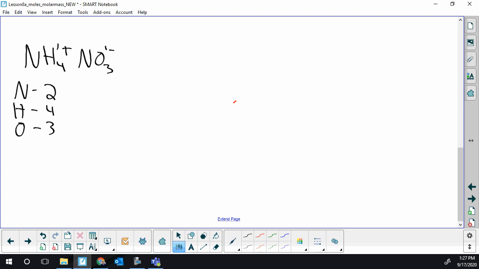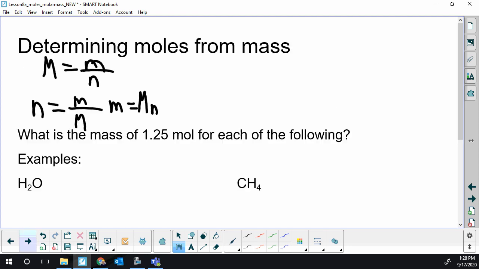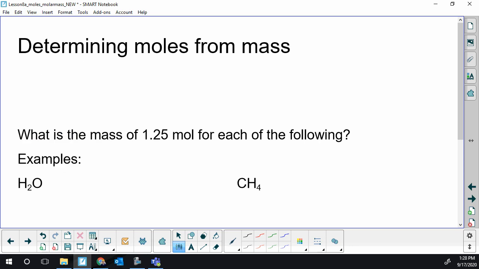Okay. But what we want to be able to do is to go from mass to moles, or backwards. Okay. So I want to do this conversion. And we're getting near the end of today. Okay. Determining moles from mass will be our theme of this slide.